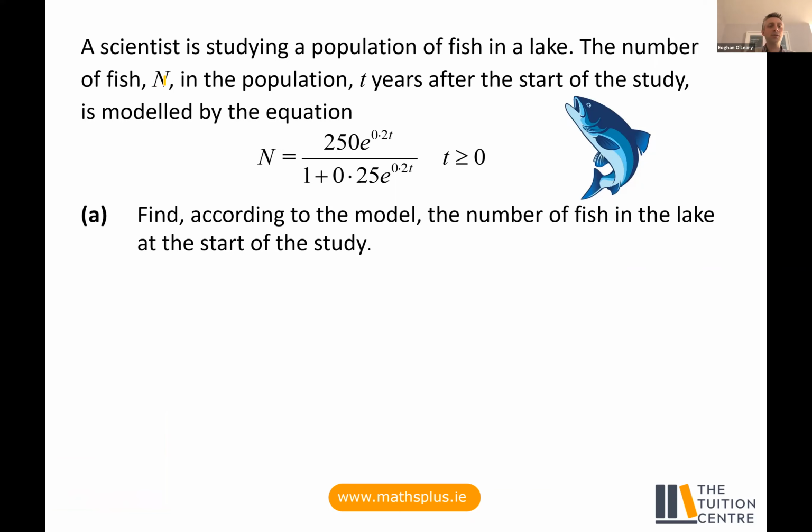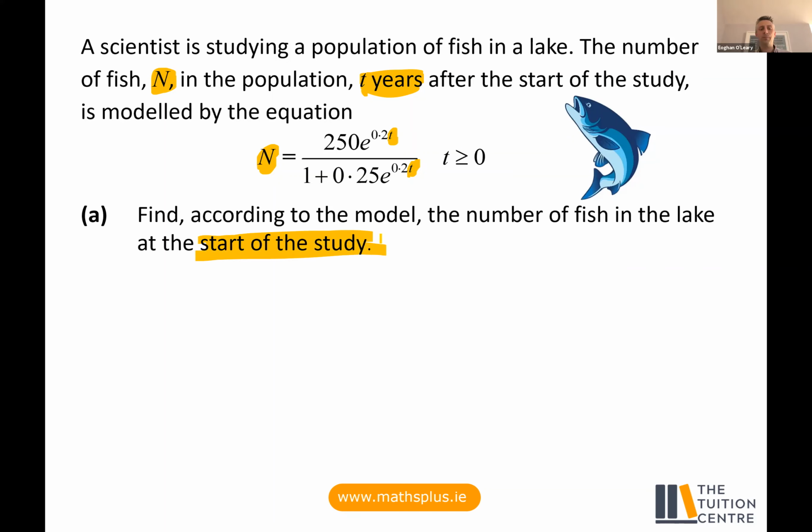You've got a bit of language there to read through, but we can see very clearly what it's about. N is the population size. T is our independent variable, and it's in terms of years. So it's not too bad to get a sense of the question. Find, according to the model, the number of fish in the lake at the start of the study.